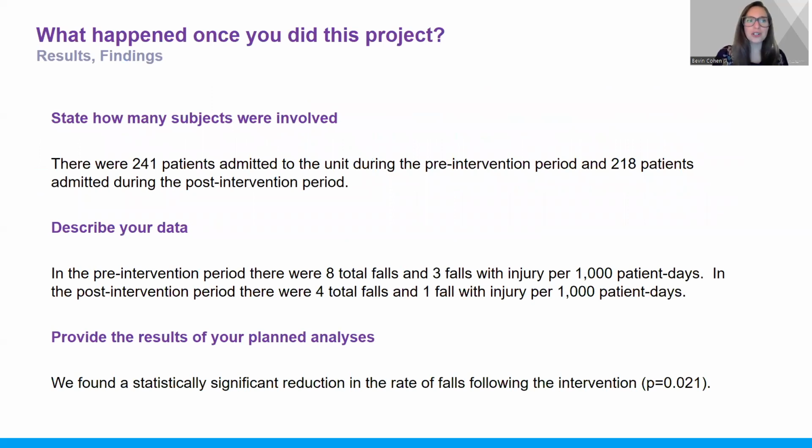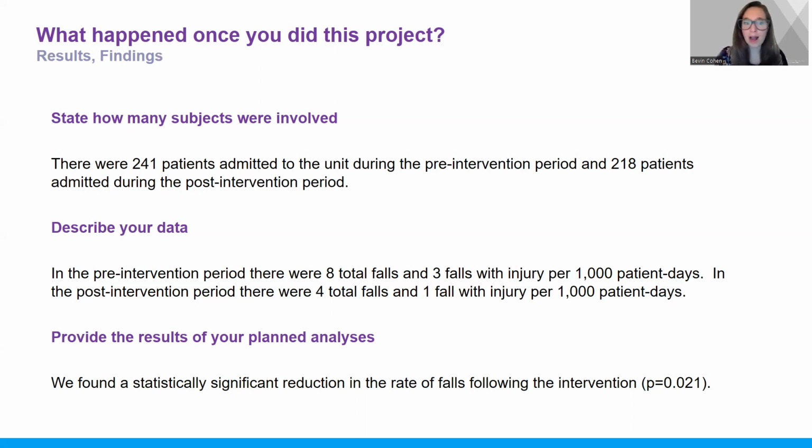So our next section is talking about what happened once you did this project. So this is typically our results or our findings section. And here I suggest approaching this in 3 parts. So first, you want to tell your audience how many people were involved in the project ultimately. So in this case, you can say there were 241 patients who were admitted to this particular unit during our pre-intervention period, and 218 who were admitted during the post-intervention period. So really simple, just describing the number of patients involved.